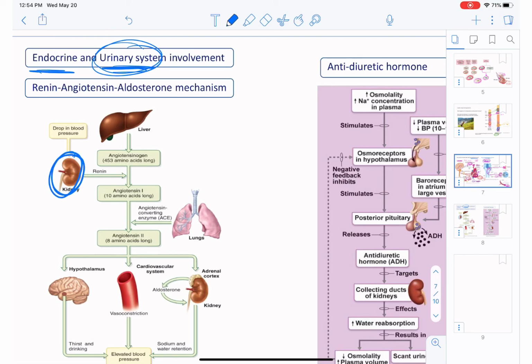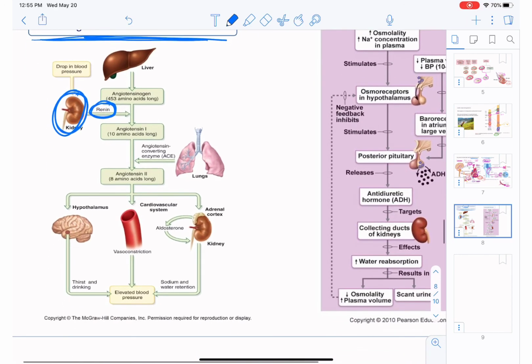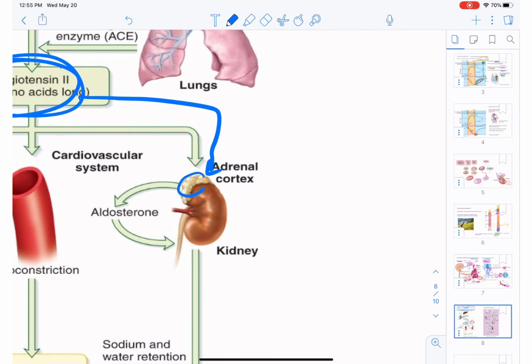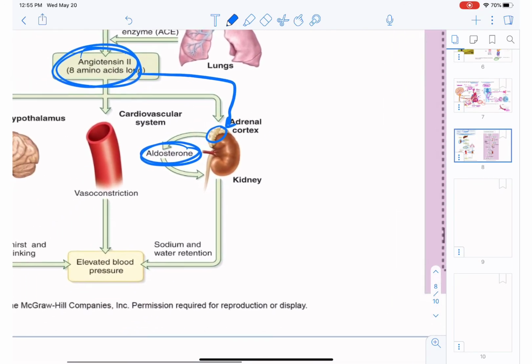And in response, the kidney is going to activate this whole series of events called the renin-angiotensin-aldosterone mechanism. Basically, the kidney, in response to low blood pressure, is going to release a molecule called renin. Renin is going to be converted to a molecule called angiotensin 2, and angiotensin 2 is going to act on the adrenal gland to cause the release of a hormone called aldosterone. What's aldosterone going to do?